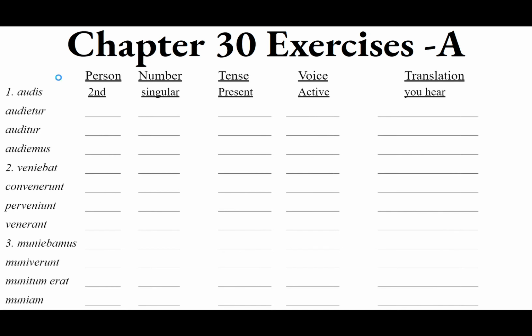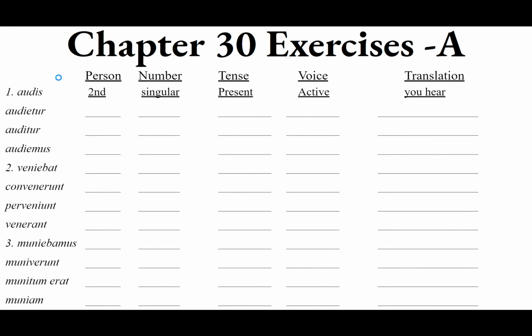Salvete omnes. This is chapter 30. This is exercise A. The instructions are to parse out. That means tell the person, the number, the tense, and the voice, and then give an English translation of the following Latin verb forms. The first is done for you.